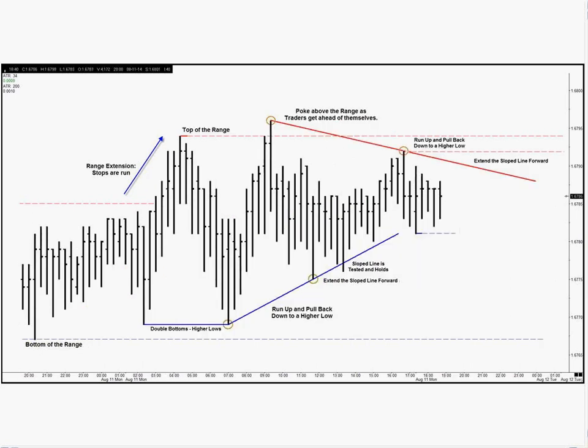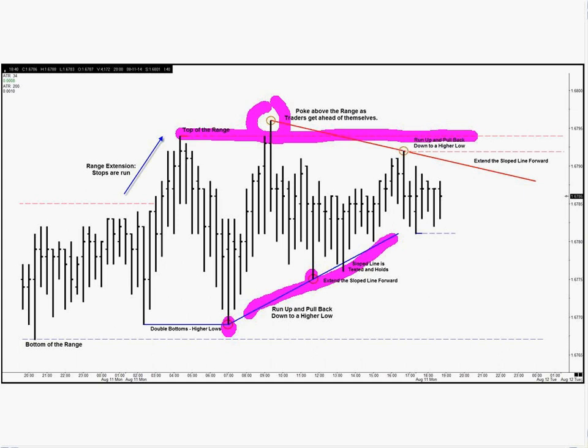All right, so I connected this low, I connected this low, I projected it forward. And you can see price ran and tried to make it to the top of the new range and ran into sellers. Remember, when they got here, there were all kinds of sellers. And somebody has moved down. Somebody didn't get enough off. So they've moved down. So when it stops with a lower high, that's a higher low, run up and pull back down to a higher low.